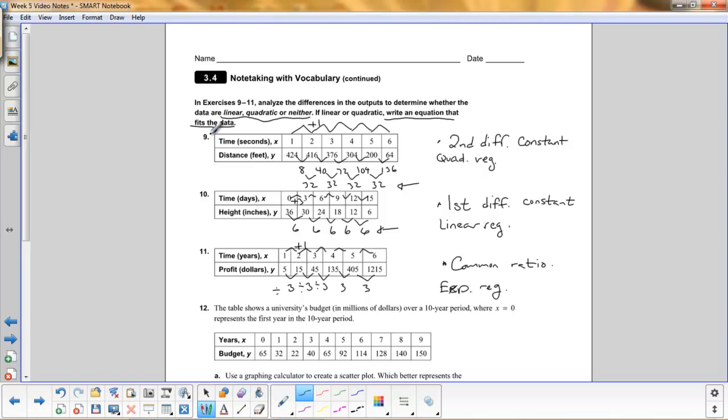What I'd like you to do is make sure you go back and solve each one of these to find the actual equation that fits the data. And of course, we're going to spend some time tomorrow in class working on the rest of this worksheet. So bring it with you. Be prepared to share what you have learned, and be prepared to ask questions about the things you're still confused about.